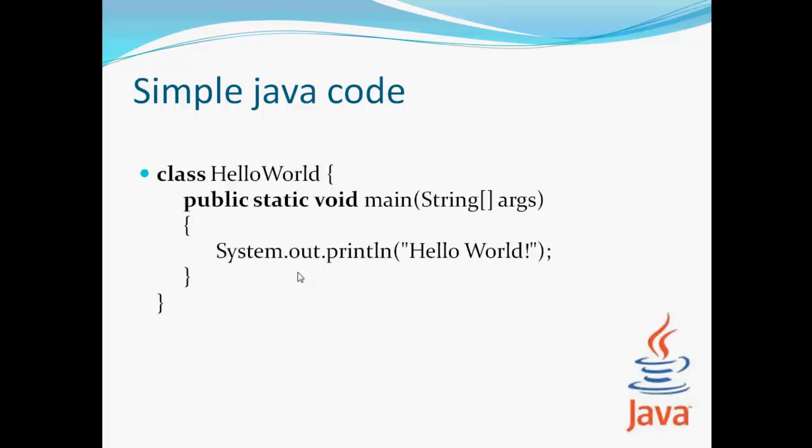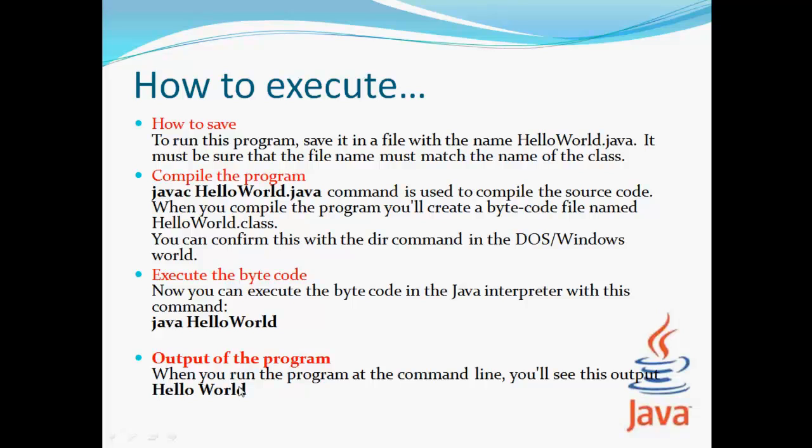This is a simple Java program. This program's output is hello world. Let's see how to execute this program. To execute this program, first you should save it with the name HelloWorld.java. Make sure the file name matches the name of the class. Next, you should compile the program. The javac HelloWorld.java command is used to compile the source code.